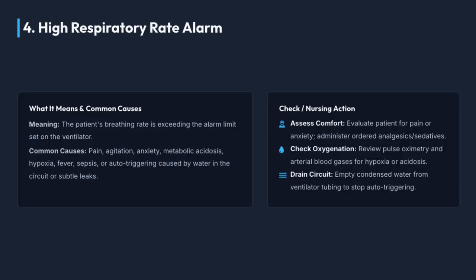High respiratory rate alarms can be triggered by pain, anxiety, or physiological issues like hypoxia or fever. Assess the patient's comfort, check oxygenation status, and clear any condensation from the tubing.